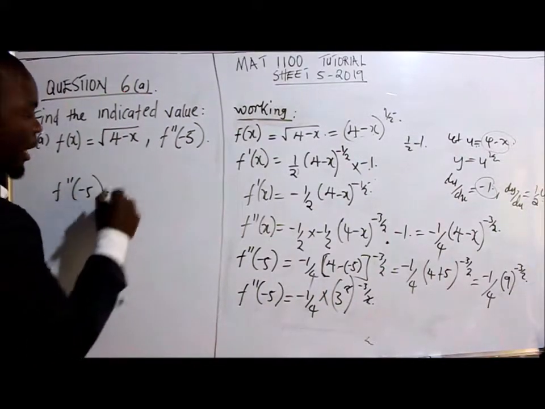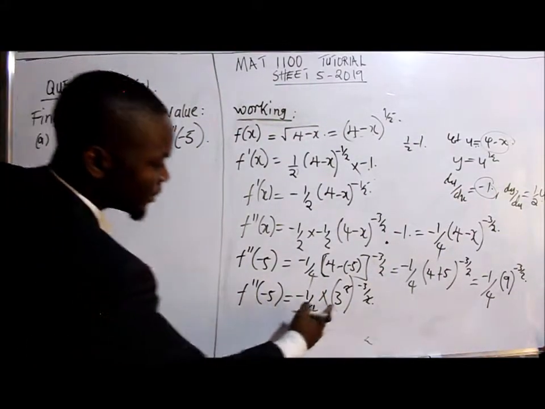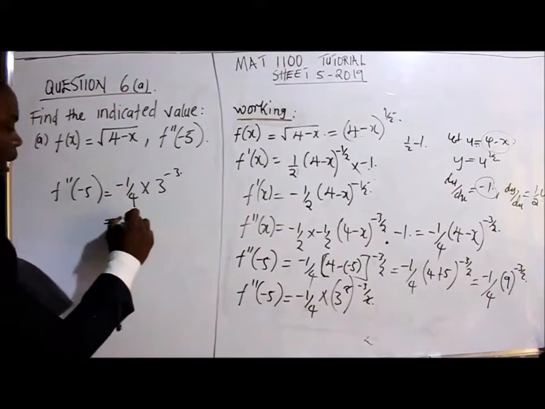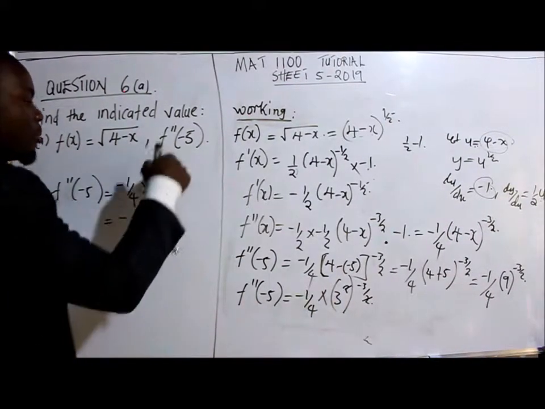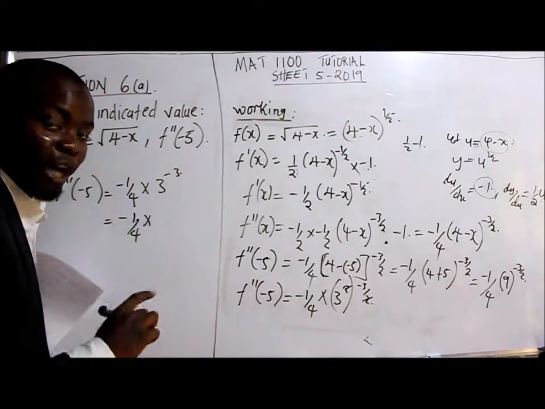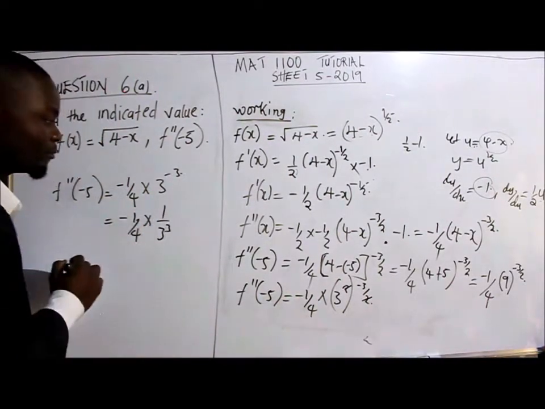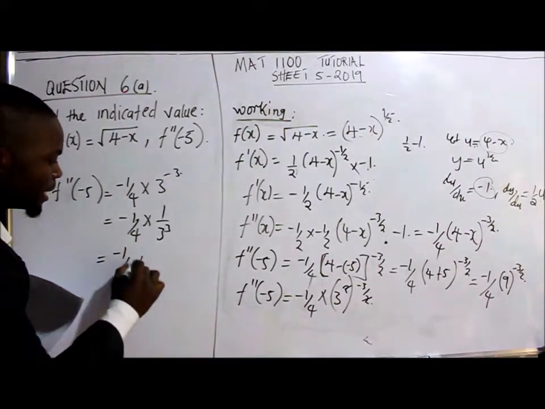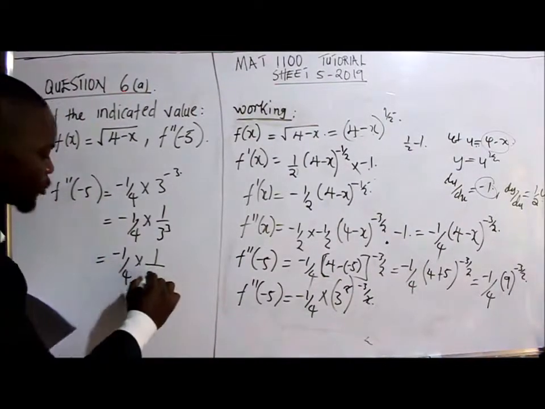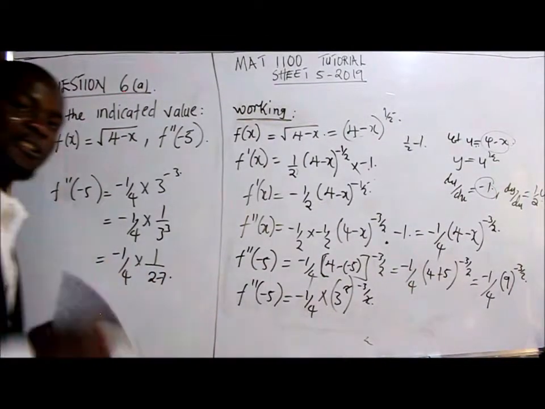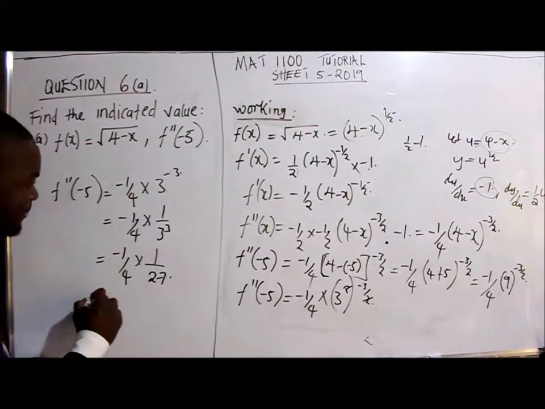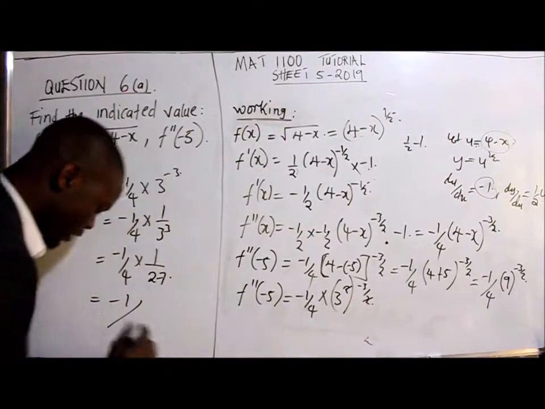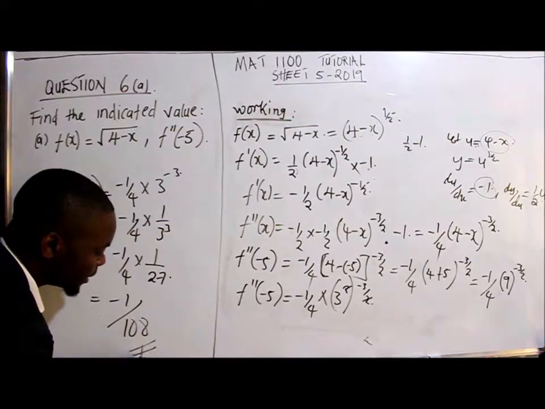So you are going to have negative 1 over 4 times 3 raised to the power negative 3, which is equal to negative 1 over 4 times 1 over 3 to the power 3. I've just inverted a negative power here. So 3 cubed is 27. From here, we multiply negative 1 times 1, which is negative 1, over 4 times 27. 4 times 27 is 108. So the answer is negative 1 over 108.